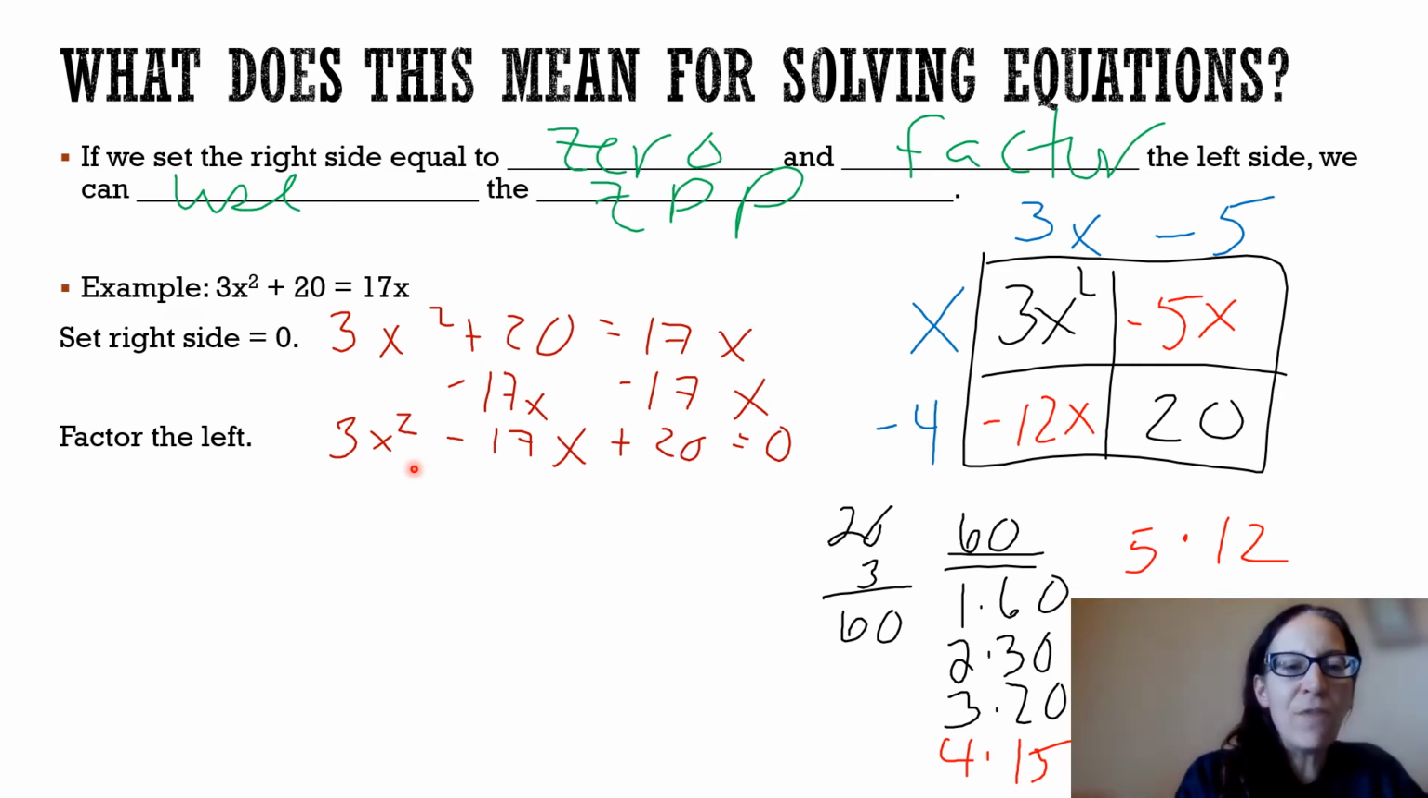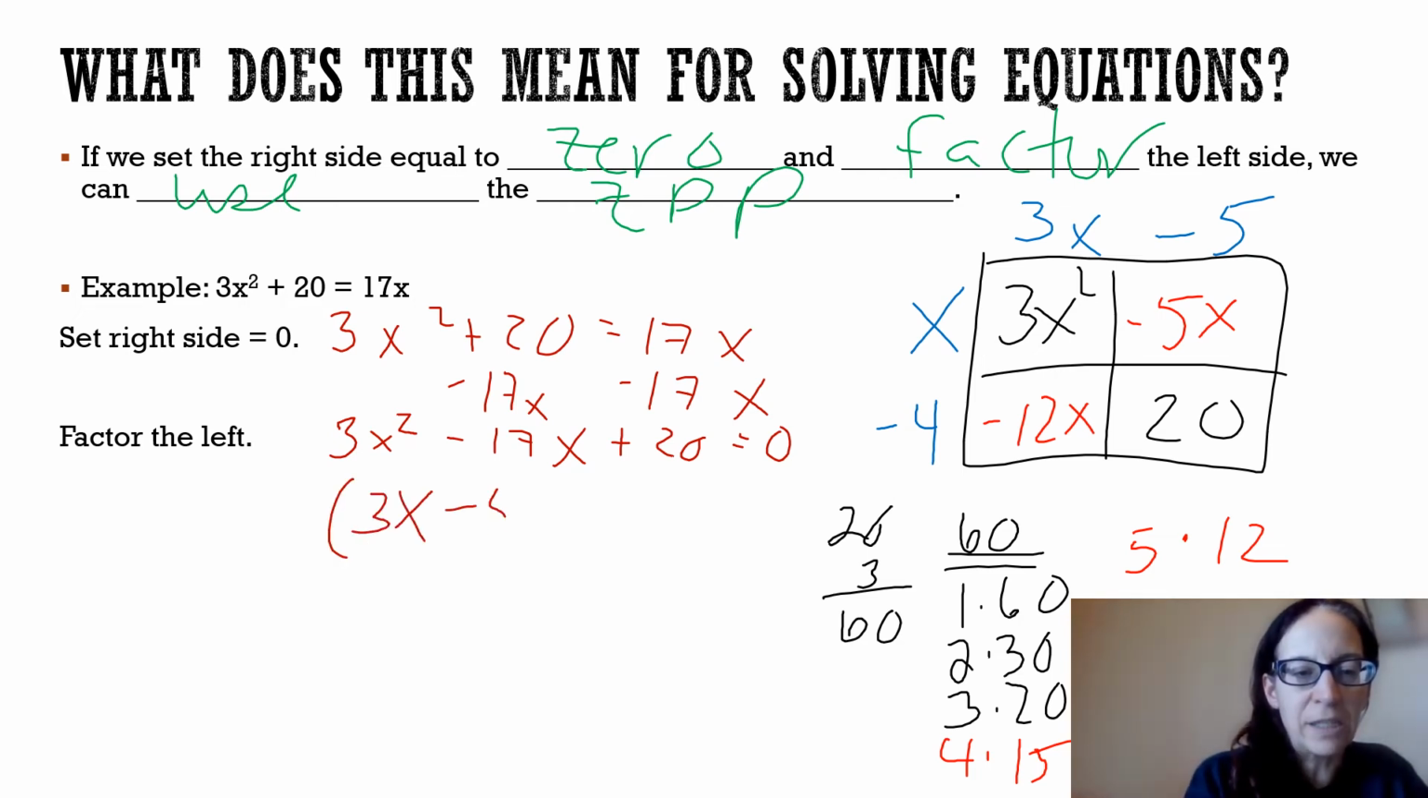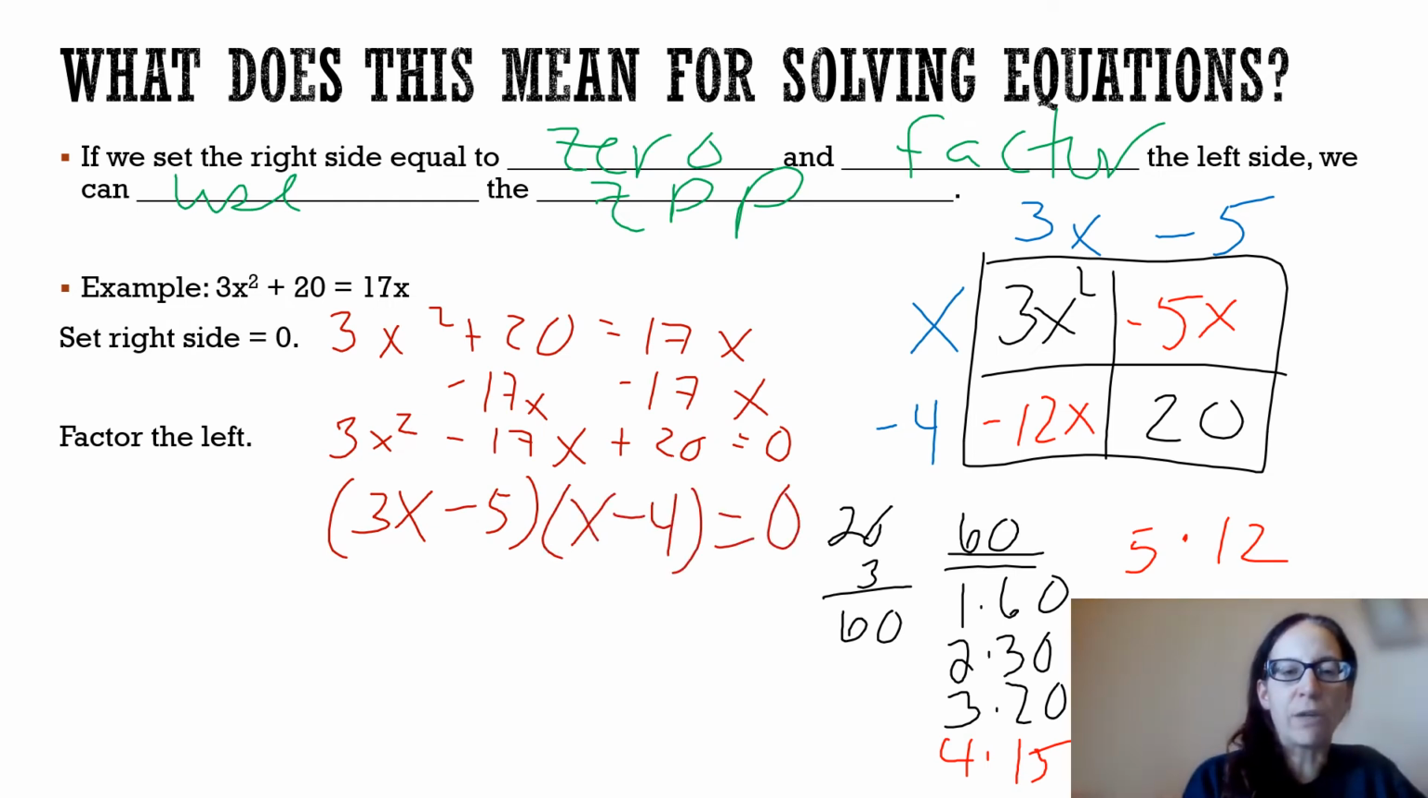So now we've factored the left. Okay. And here are the factors. So instead of writing them down here, I'm going to come back over here and write them. I have 3x minus 5 and x minus 4. And then don't forget that equals 0. That equals 0 is part of the equation.